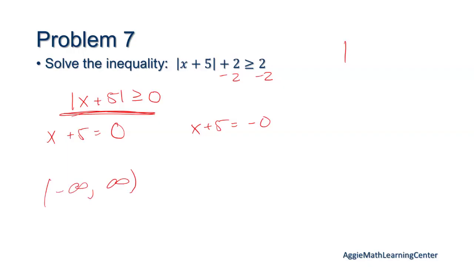Okay, what if I had the absolute value of x plus 5 is less than 0? No solution, or undefined. Yep, no solution. It's an empty set. Okay, awesome. And the first one was negative infinity to positive infinity.